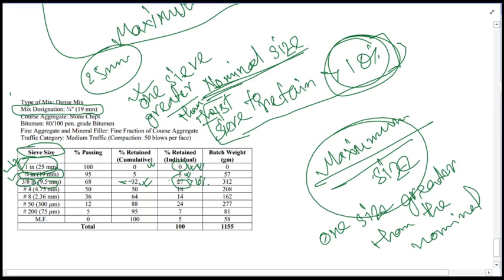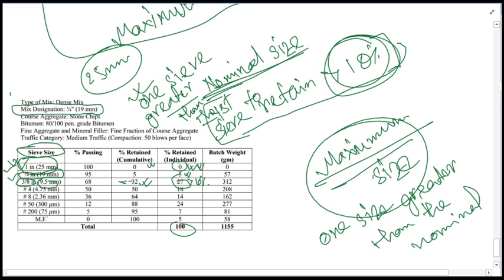So that's why we say the maximum sieve size will be 1 inch or 25 millimeter, actually the percent retained individually, and the nominal size will be 19 millimeter. And that's how the gradation has been completed. The total 100% is there.